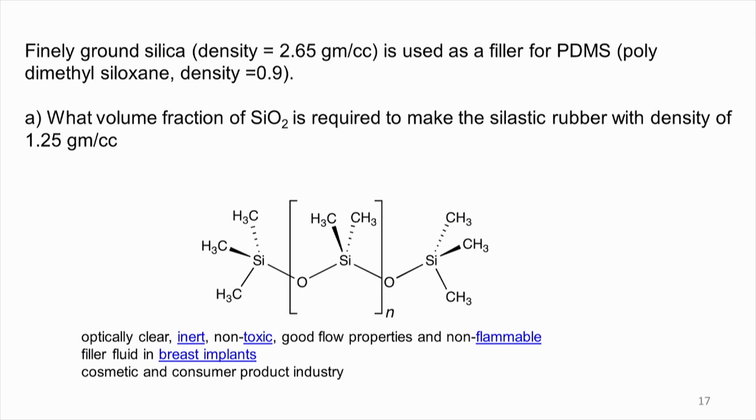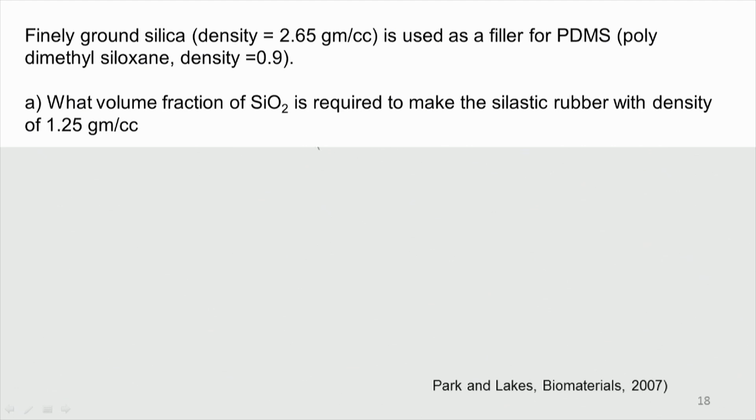Now, the question is, I am mixing silica with PDMS. So, what volume fraction of silica is needed to make this silastic rubber, because PDMS is very rubbery, to achieve a density of 1.25. So, we have a silica density 2.65, siloxane, that is the polymer PDMS, density 0.9. So, I want to achieve this density of 1.25. What should be the volume fraction of silica I need to add? Okay. So, same thing, what volume fraction of silica is required to make the silastic rubber with this density. This problem was taken from this reference book.